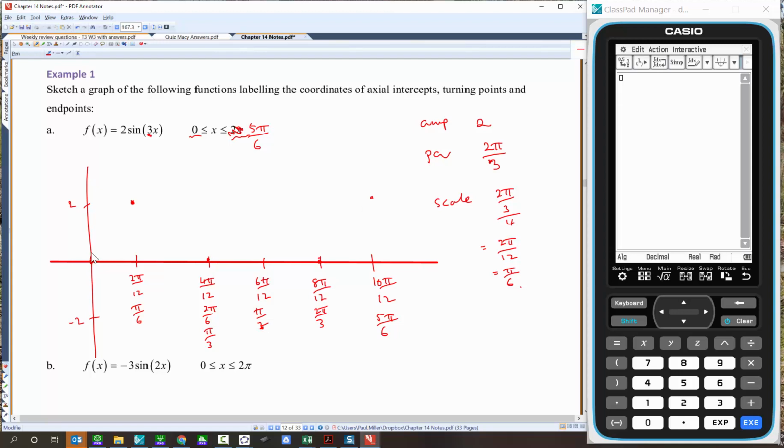Now all you have to do is draw a nice smooth looking curve, connecting the dots, like so. That's bad, but the rest of it looks all right. What does it say? Sketch the graph of the following functions, labelling the coordinates of all axial intercepts, turning points, and endpoints. So here we go. We've got the origin, which is also the y-intercept, pi on 6, 2, pi on 3, 0 of course. This one here is pi on 2 rather.